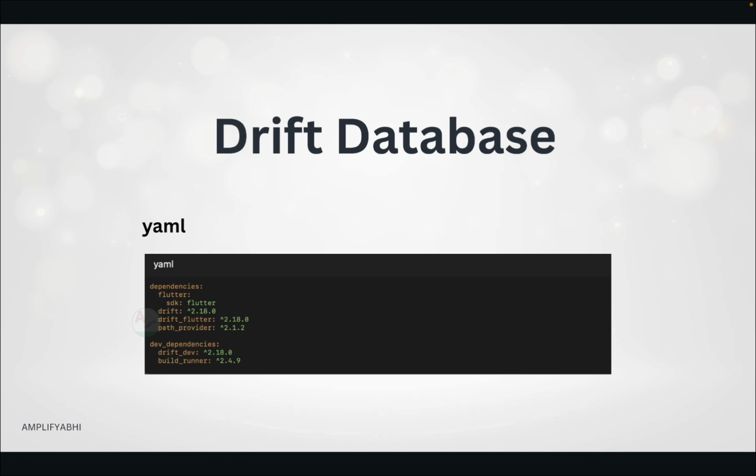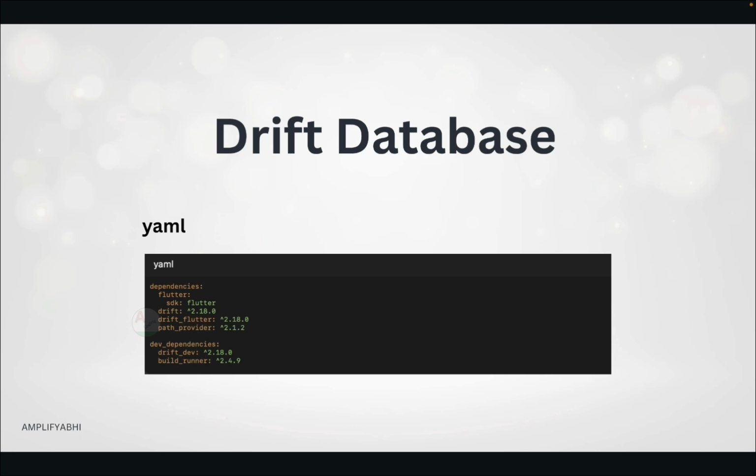And the second section is dev dependencies. Here we have specified drift_dev and build_runner. These are the two dependencies which are helpful for us in code generation. We'll be dealing with code generation in the tutorial, and I'll show you how the code will be generated. These two dev dependencies won't go into the final APK or the final application. And path_provider, we use just to make sure of the path where the SQLite database is stored.